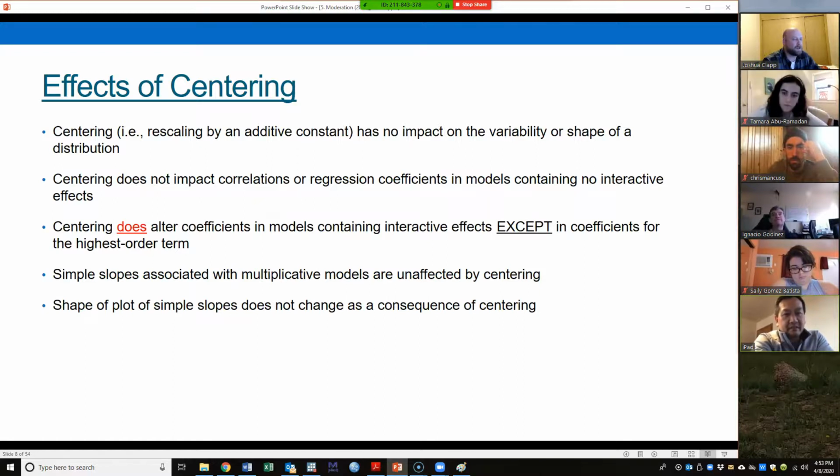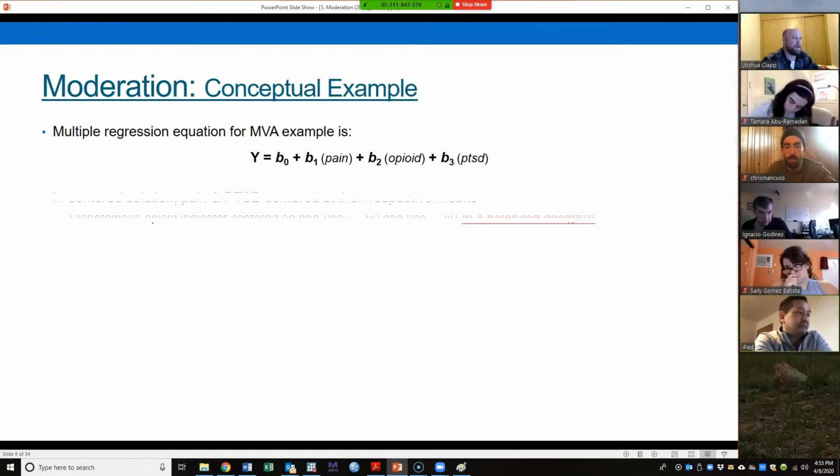Sean, I could jump through the screen and hug you. You're exactly right. And we're going to see for our base models, for just our additive regression models, it's not going to make a difference. But as soon as we get into our interaction terms, then that's when it's going to start making a difference.